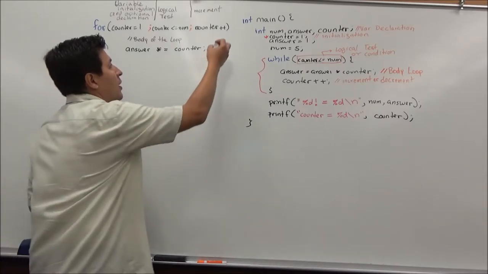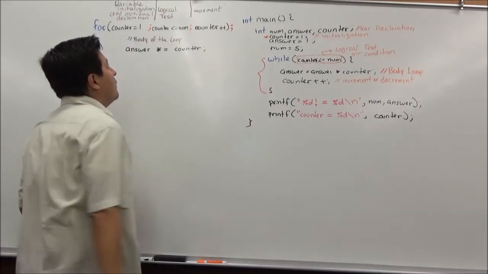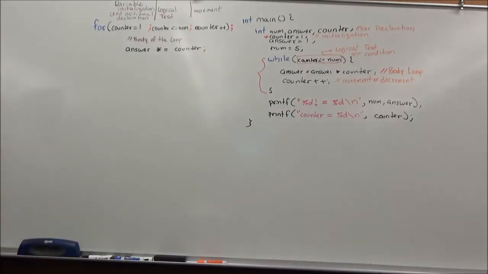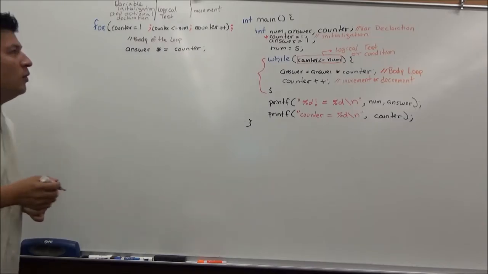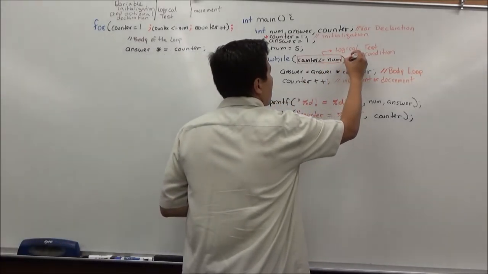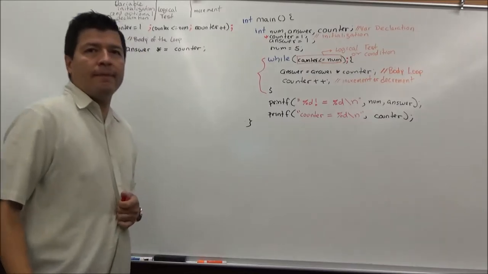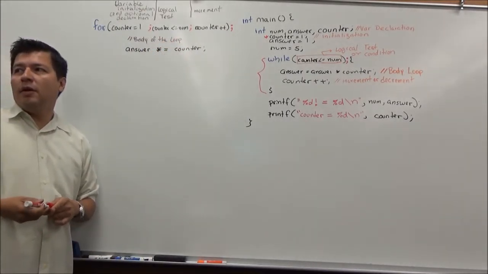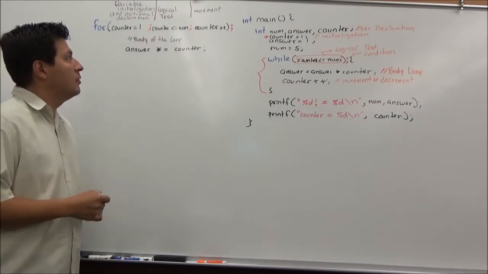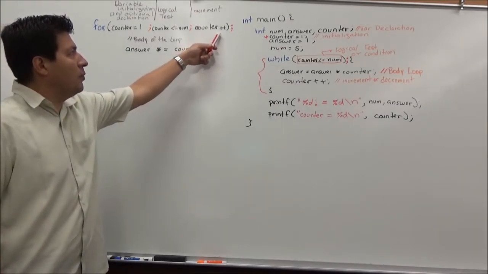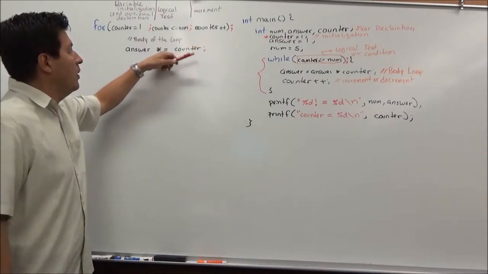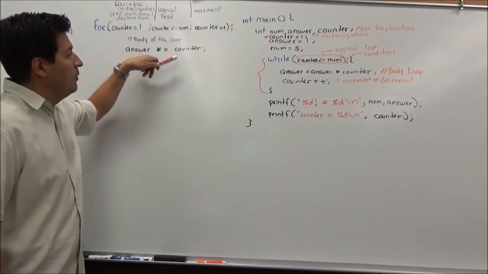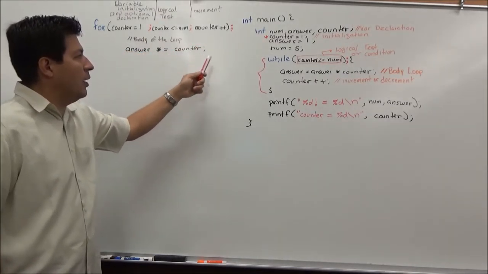What happens if I'm silly and I do this? Will I get an error? No, but if I do this here, I get an infinite loop, right? In the while loop. Do I get an infinite loop here? No. Well, I don't, because this portion is incrementing. The only thing that never executes is the body of the loop. And the body of the loop is only one line.